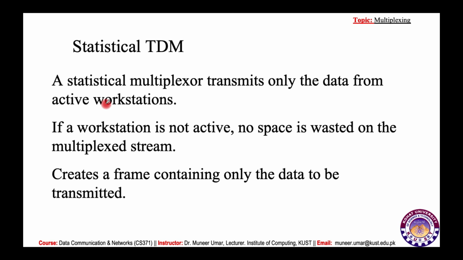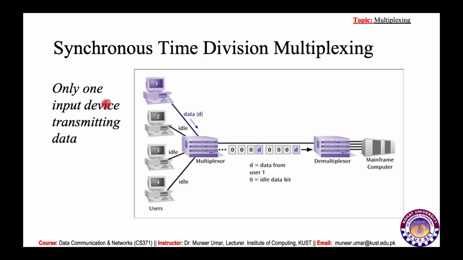Actually, there was an issue with synchronous time division multiplexing. If some systems are idle, still there were some time slots assigned to them, and this was actually the wastage of the entire bandwidth or the time slots during the transmission. So to avoid such type of case, we use the statistical time division multiplexing.